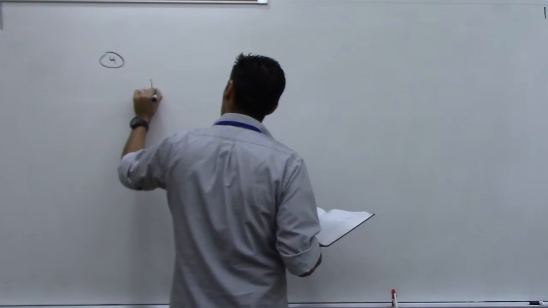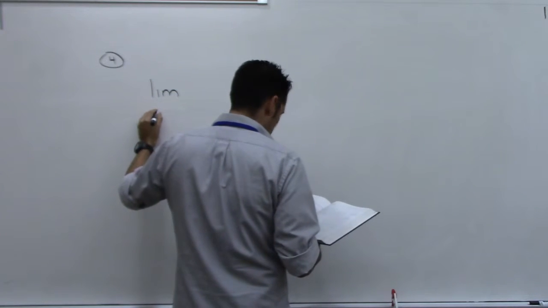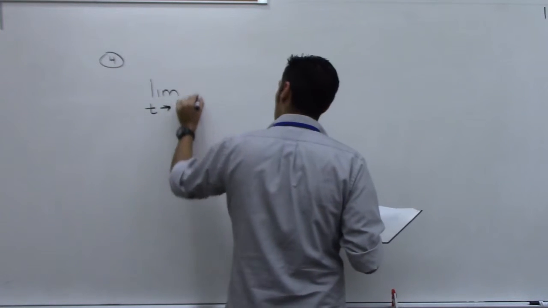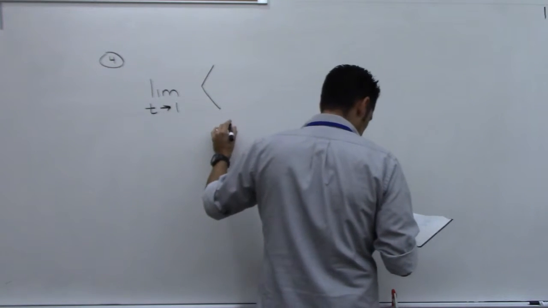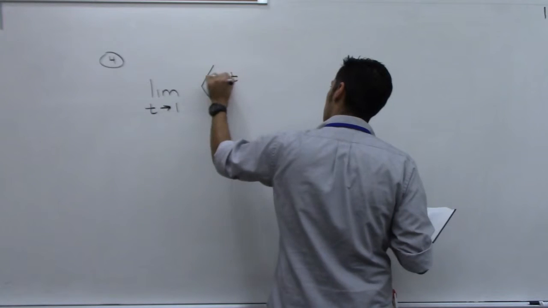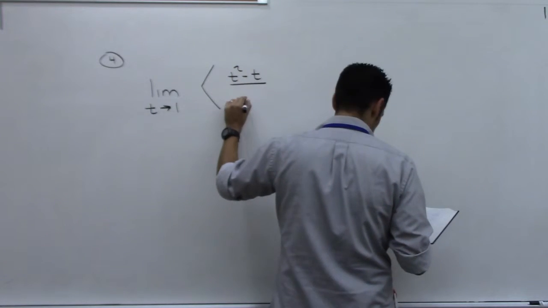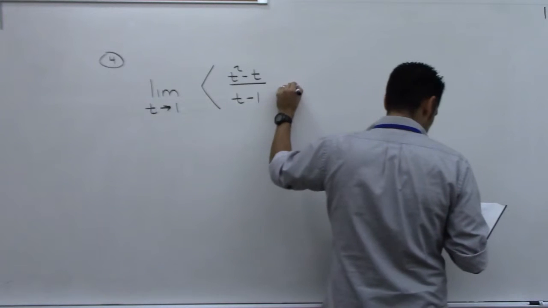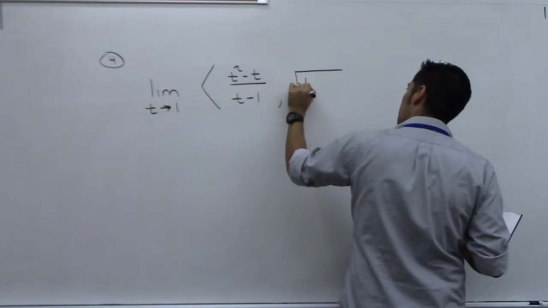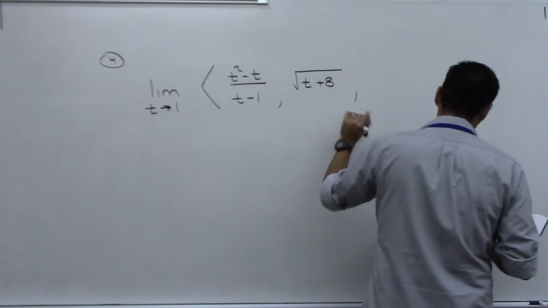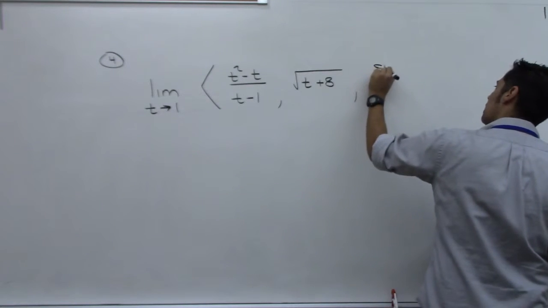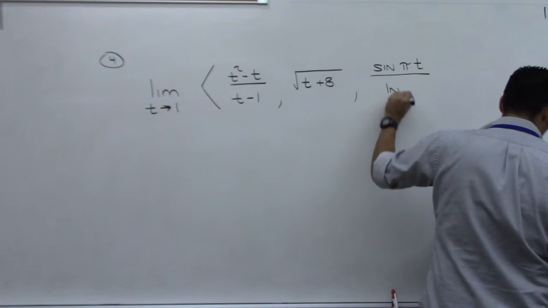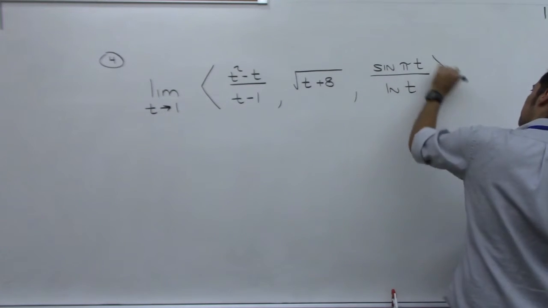We're going to try the limit as t goes to 1 of the vector function: t squared minus t over t minus 1, and then the square root of t plus 8, and then sine of pi t over natural log of t.